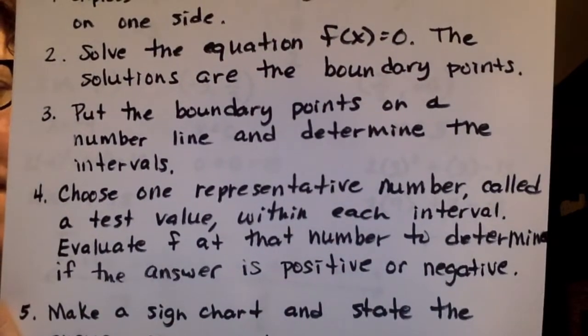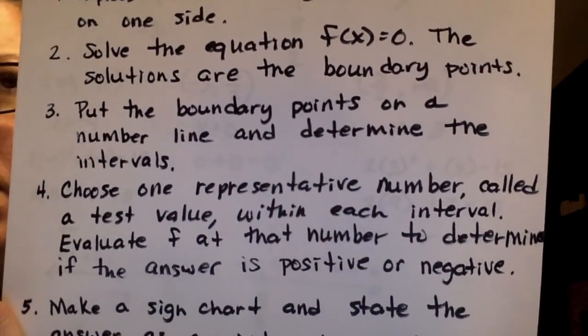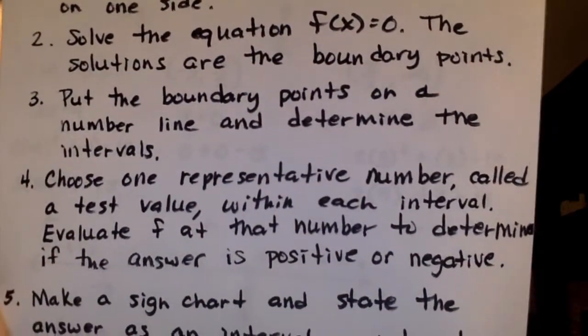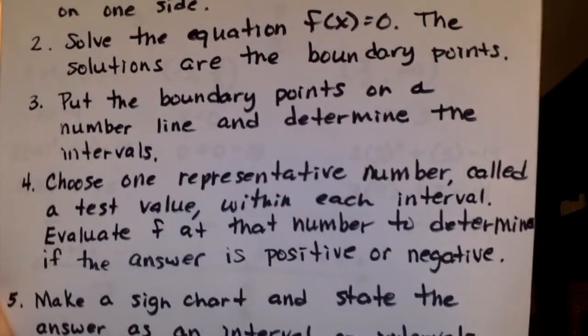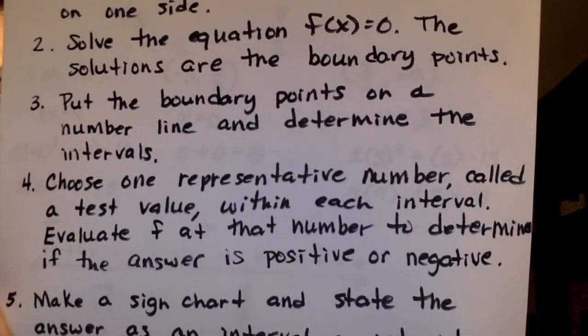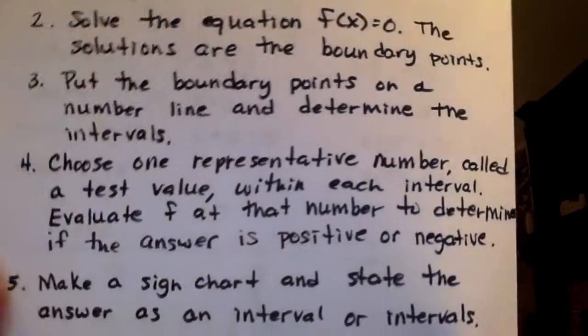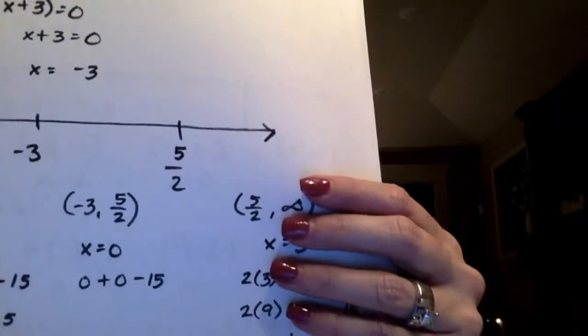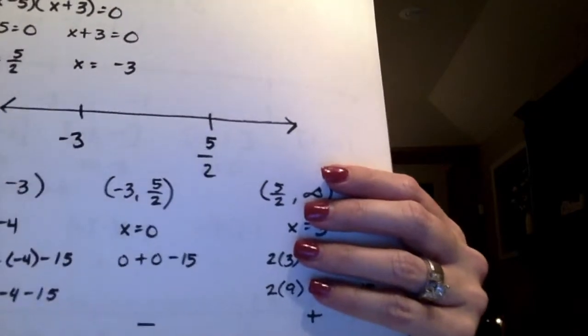Okay. Next, we're going to make a sign chart. We're going to do that actually on a number line. So the ones in the book look a little bit different. I'm going to simplify it for us, and we're going to do those on a number line. And then we're going to state the answer as an interval, or it might be several intervals. So let's look at some examples.